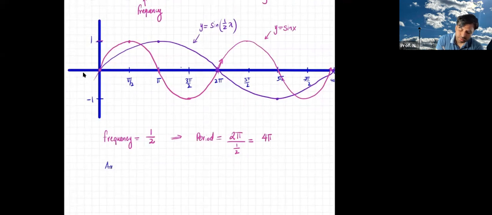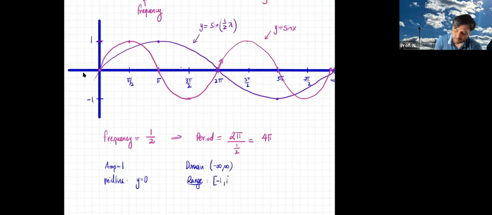The amplitude is still going to be 1. The midline is still going to be y equals 0. The domain is still going to be -infinity to infinity, and the range will still be -1 to 1.